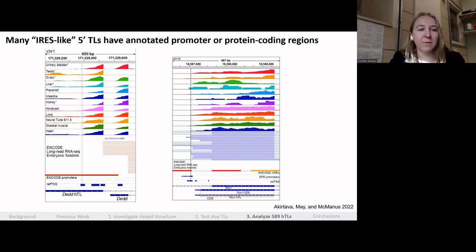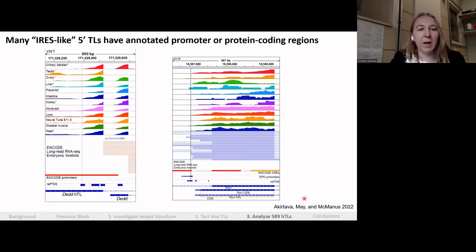To the left is the DEAD transcript leader, which they reported to have one of the highest IRES-like activities. Here, the transcript leader fully overlaps an ENCODE promoter highlighted in red. And RNA-seq data does not support this long version of the transcript leader. Instead, it supports a much shorter transcript leader for the DEAD gene.